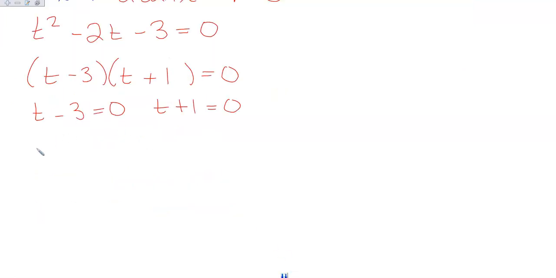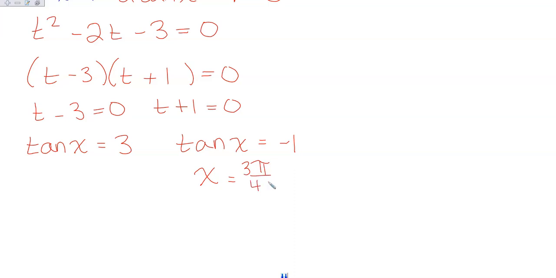So let's go ahead and put my tangent function back in. I'm going to get the tangent of x is equal to, adding 3 to both sides, 3. And the tangent of x is going to equal negative 1. Okay? So let's start over here with the tangent of x equals negative 1. We're going to look at our unit circle and find anywhere we see that our tangent value is negative 1. Okay, and we should see that we have 3 pi over 4 and 7 pi over 4.